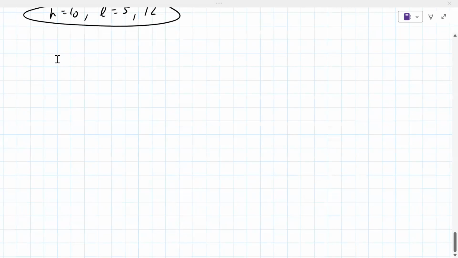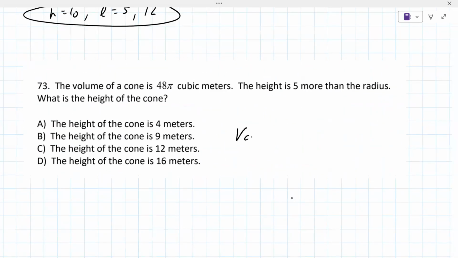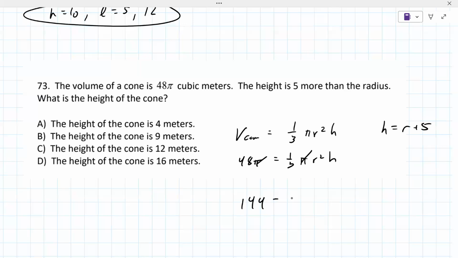I'm more inclined on these ones to use the solutions to help. All right, so let's take a look at this last one really quickly before we run out of time. Volume of a cone is 1/3 pi r squared h. Height is 5 more than the radius. Height equals the radius plus 5. We know that the volume is 48 pi, 1/3 pi r squared h. Pi's cancel. When you multiply by 3, you get 144 equals r squared h.